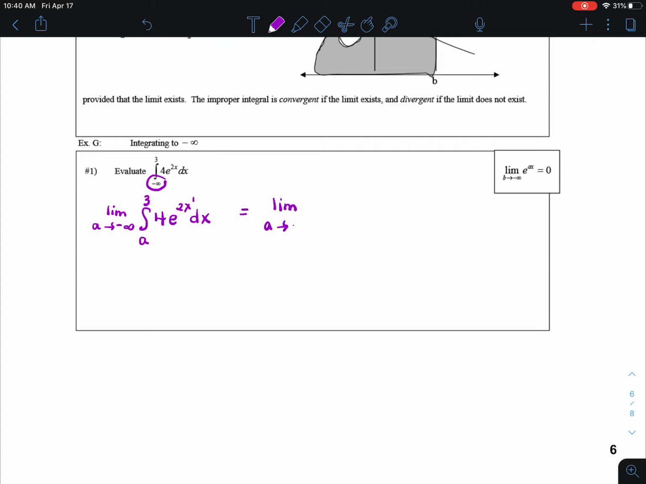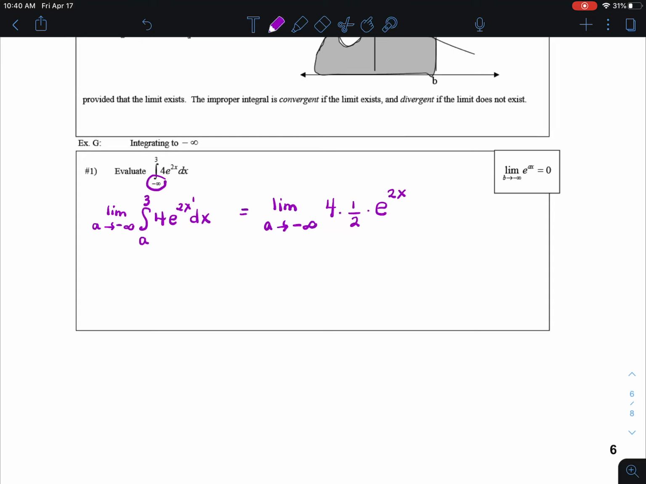I'm going to write down the limit as a approaches -infinity. When you integrate e's, I'm going to keep that 4 there. I'm going to leave a little gap. You're supposed to copy down the original, which is what I have here, but then in front, you're supposed to multiply by the reciprocal of the lead coefficient in the exponent.